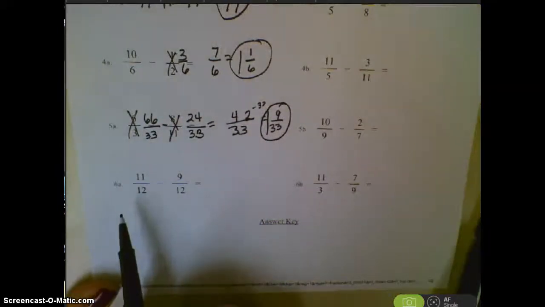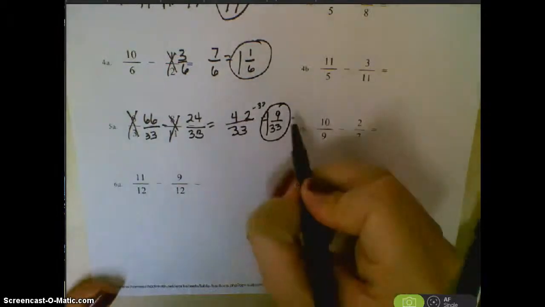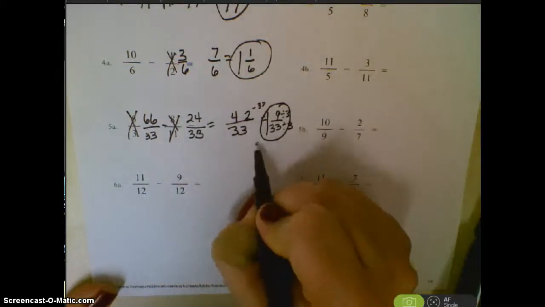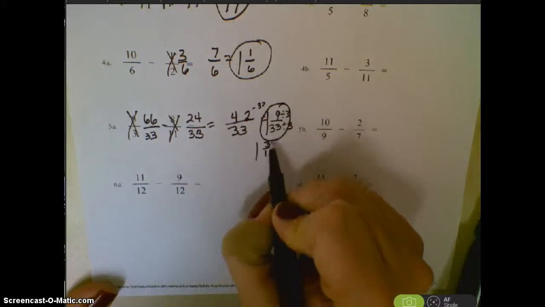This one, I bet we could reduce that. Ooh, I'm looking at that thinking we could divide by 3. Let's do that. Otherwise it's not a proper fraction. We get 1 and 3/11 then. That looks a little better.